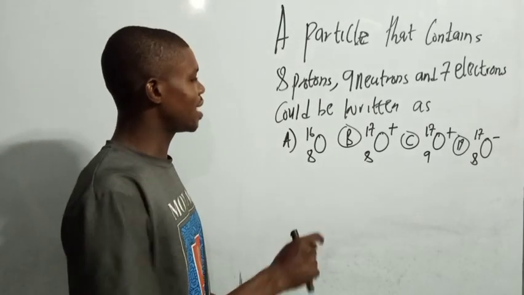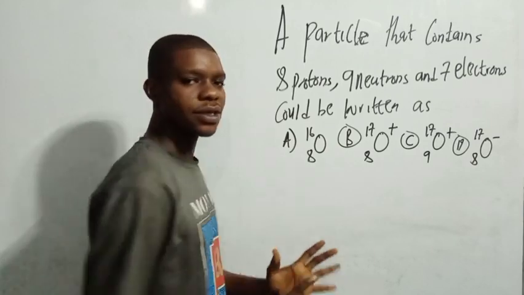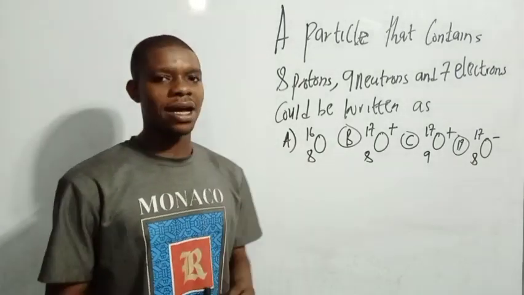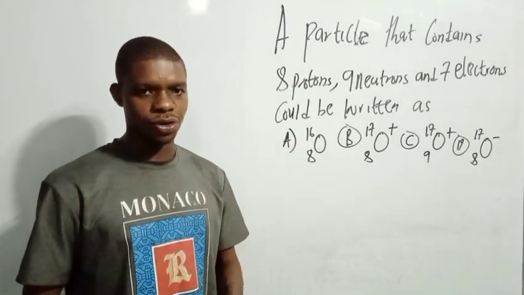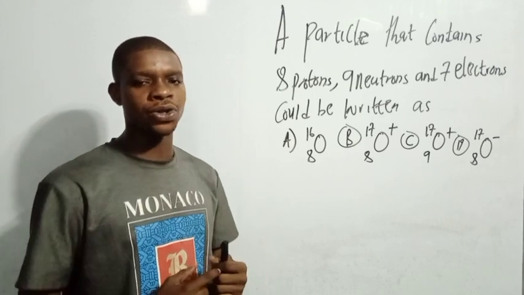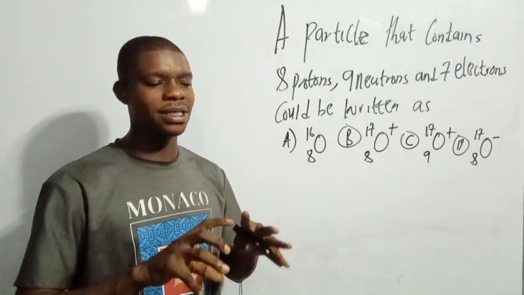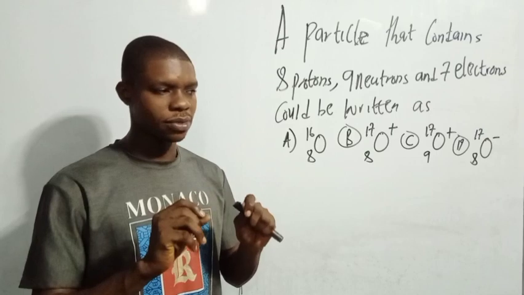A particle that contains 8 protons, 9 neutrons, and 7 electrons could be written as... Now, this is under the fundamental particles of what? The three fundamental particles of the atom. An atom is made up of what? Three fundamental particles, which are proton, neutron, and electron. So I talk about the structure of the atom.